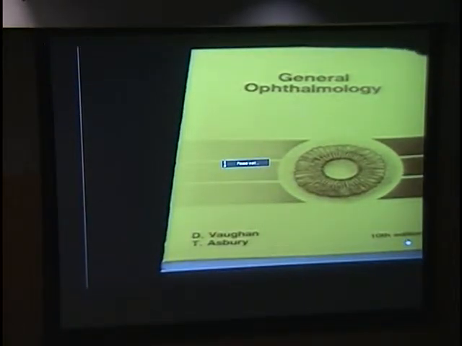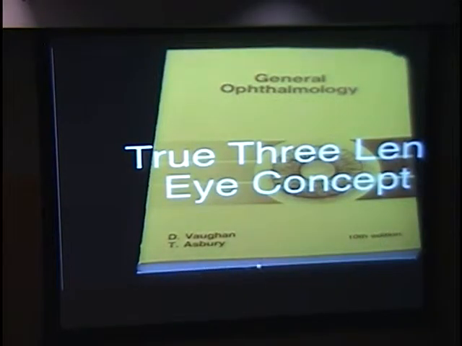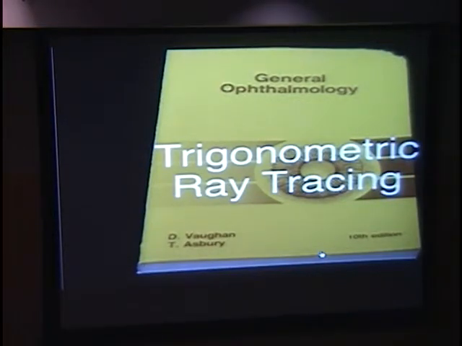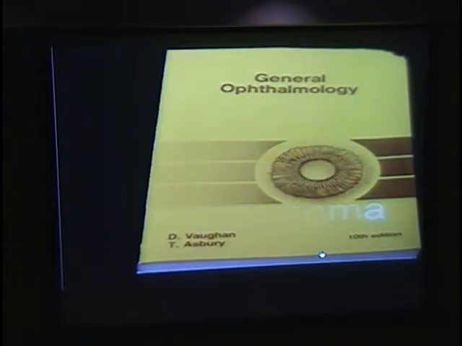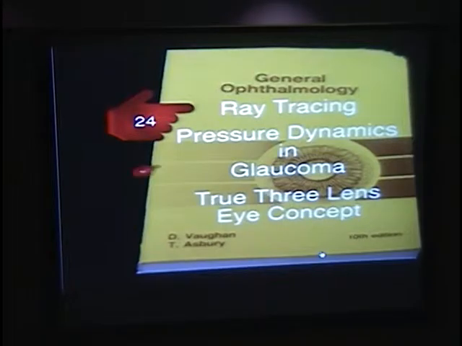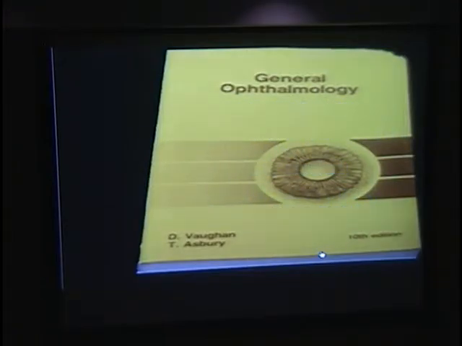An associate of Orson's in the Pacific Coast Oto-Ophthalmological Society wanted to be certain that Orson was published, and he did so by including Dr. White's true three-lens eye concept, plus his work on trigonometric ray tracing, and third, the pressure dynamics in glaucoma in the 10th and 11th editions of the book General Ophthalmology by D. Vaughan and T. Asbury of Lange Medical Publications. That good old familiar yellow book that so many of us have referred to. Chapter 24 covers the optics and ray tracing. The pressure dynamics and glaucoma material is in chapter 14 of editions 10 and 11 of this fine book.